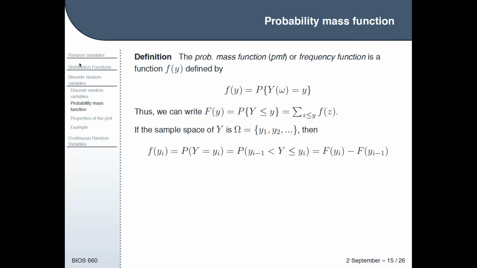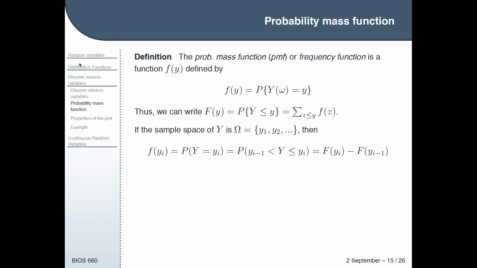So another way we can write the cumulative distribution function is that we can just say capital F of y, the cumulative distribution function, is just the sum of the probability mass function over all the z's that are less than or equal to y.